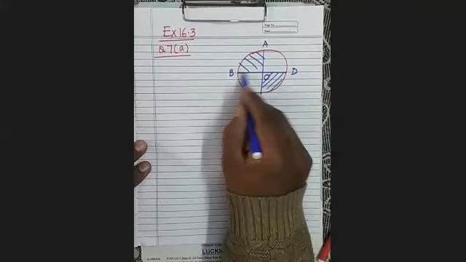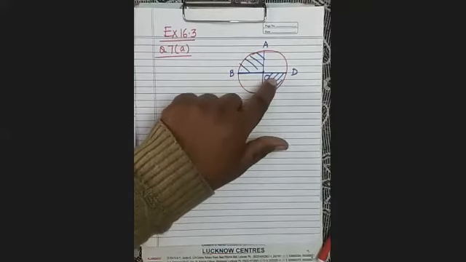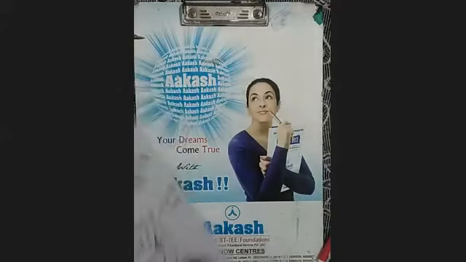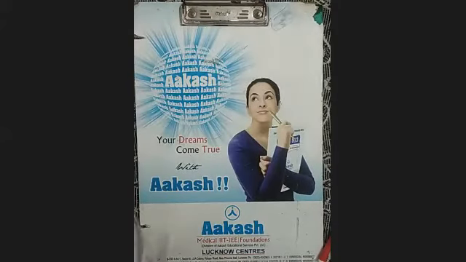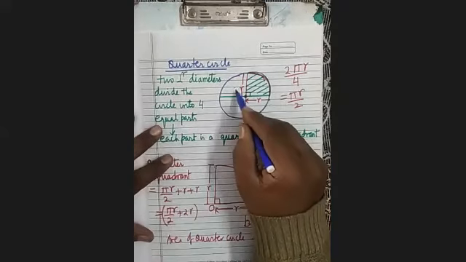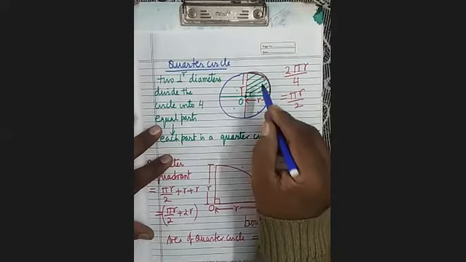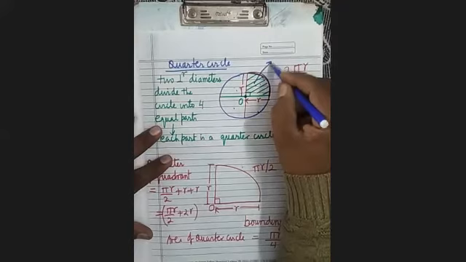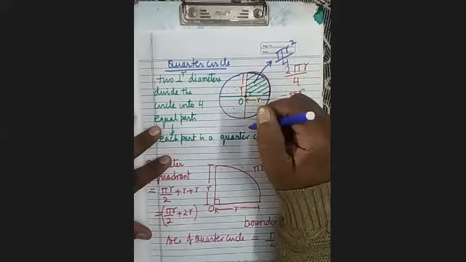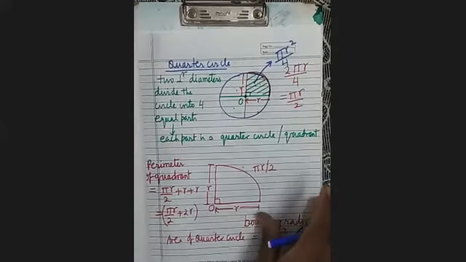Now see here. As we know, two perpendicular diameters divide the circle into 4 equal parts, and each part is known as a quarter circle. You can see here, each part is a quarter circle. This quarter circle, this quarter circle, this quarter circle, this quarter circle. What is the area of each part? Pi r square upon 4. Why? Because the total area is pi r square. So the area of one part is pi r square upon 4.